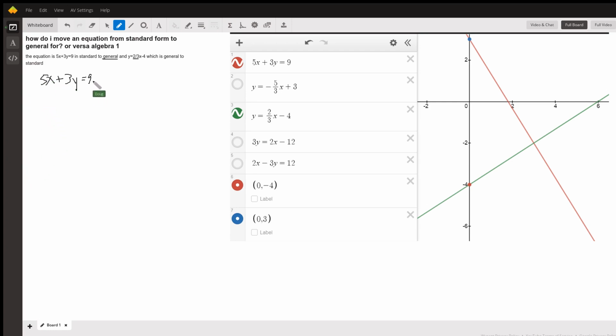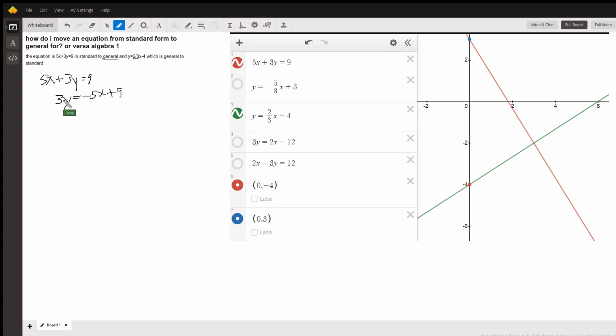Well, if you've got standard form, to get slope-intercept form, or what you're calling general form, we want to get the letter y by itself. The left-hand side of the equation currently has two terms, a 5x and a plus 3y. We'd like to get all the terms that don't contain the letter y on the other side of the equal sign. So we subtract 5x, or we talk about transposing the term 5x to the right side of the equal sign and changing its sign.